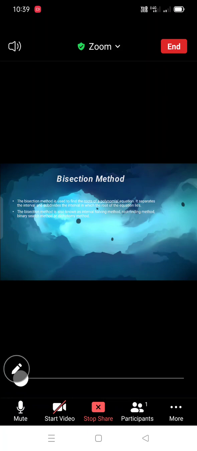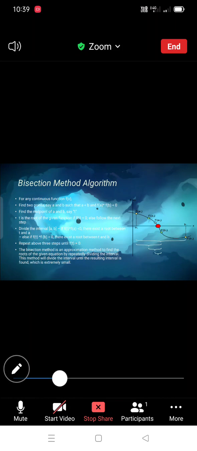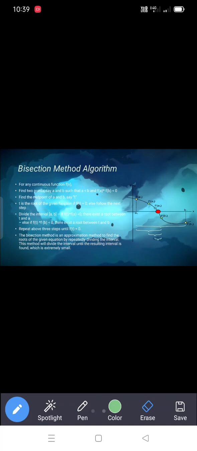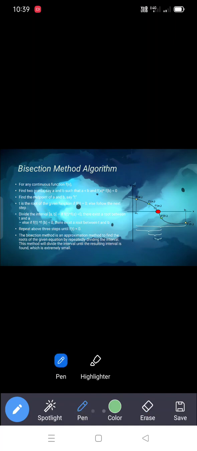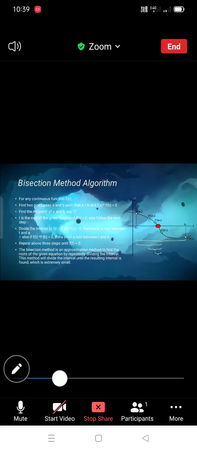For more understanding, we can see the bisection method algorithm. So, here we can see a diagram. And here is the algorithm. For any continuous function f of x, find 2 points, say a and b. Then find the midpoint of a and b, say t. If f of t is equal to 0, t is the root of the given function.